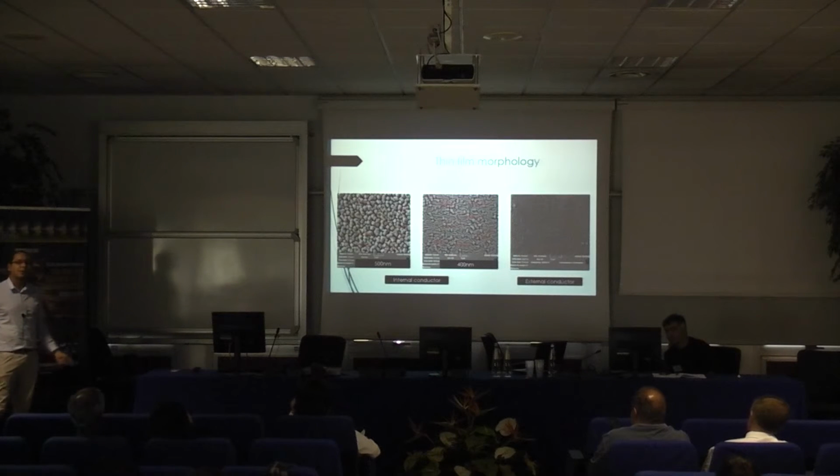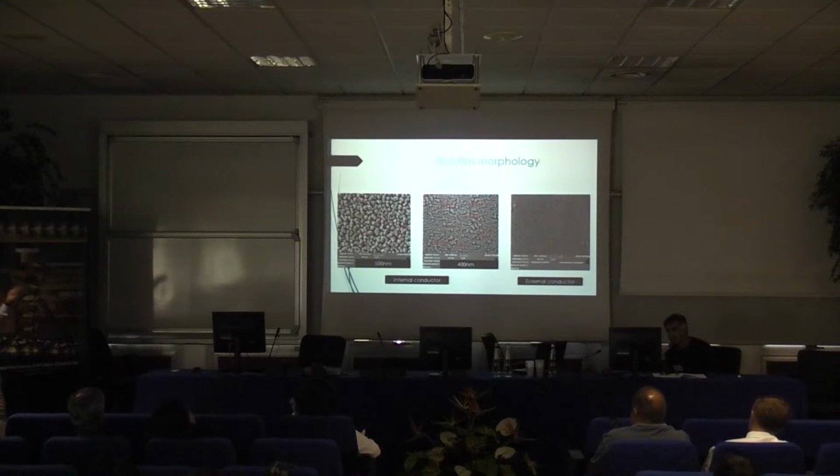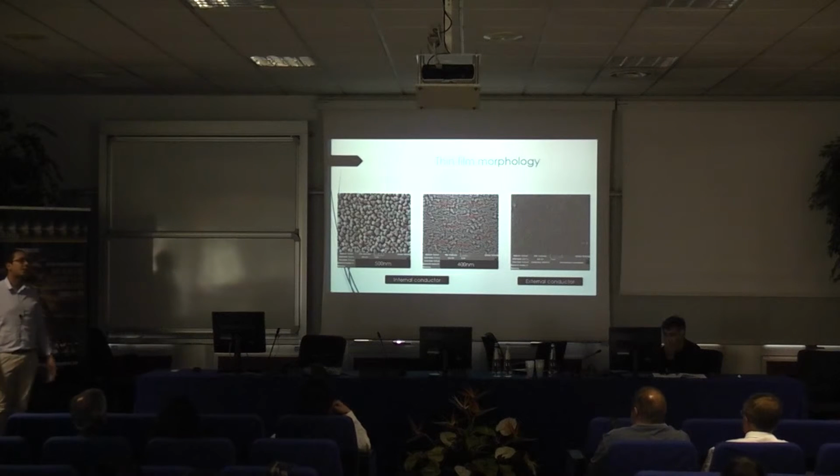So then we were also interested in the thin film morphology. Here I'm presenting to you the internal conductor. We saw that we had a grain size around 400 to 500 nanometers in the internal conductor, and in the external conductor we were not able to see the grain size, and for this reason we thought that maybe the heating was not so uniform, so we tried to manage this.